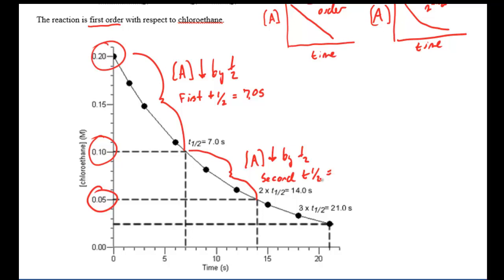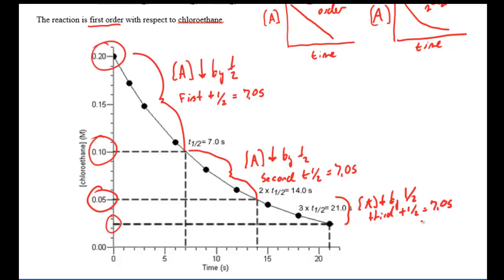And the second half-life, if you look carefully, starting at 7 seconds and going to 14 seconds, is once again 7 seconds. And we can even look at a third half-life, going from 0.05 molar down to 0.025 molar. So that would be represented by this portion of the graph. So once again, the concentration of A went down by 1/2 of its original amount, the original amount now being 0.05 molar, and we would refer to this as the third half-life. And this third half-life would once again be 7 seconds.